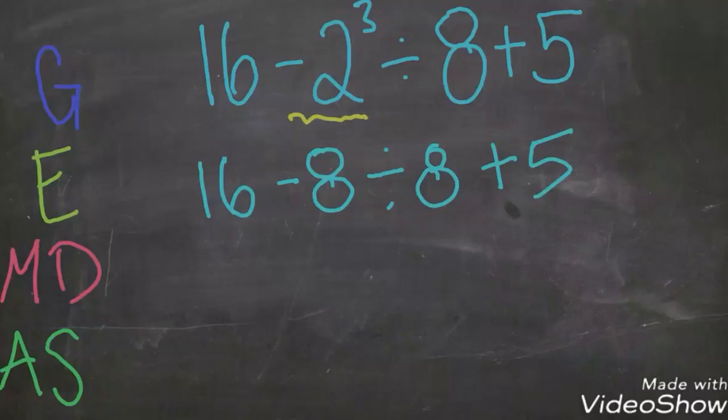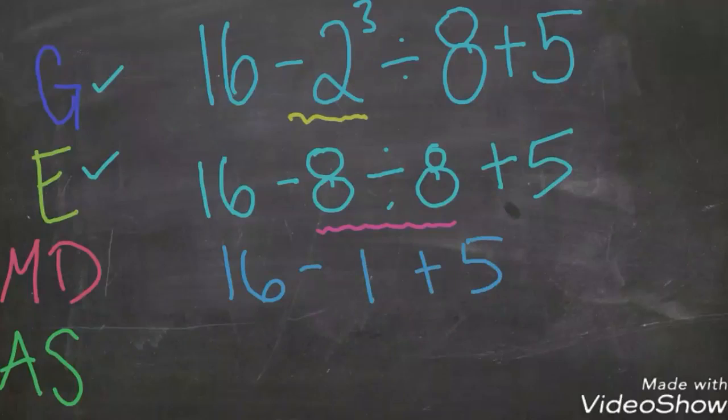Next, since we've checked off grouping and exponents, there we go, check those off. We're now going to look for either multiplication or division. Starting at the left, moving across, I see 8 divided by 8 in the middle, so I'm going to do that before I do any adding or subtracting. Right there in the middle, 8 divided by 8 gives us 1. So we're going to go ahead and copy down the rest of our problem. So I get 16 minus 1 plus 5.